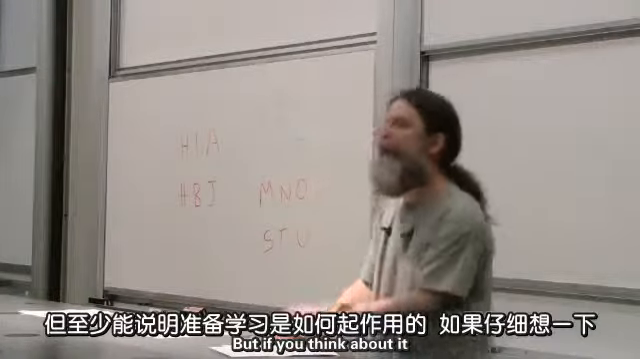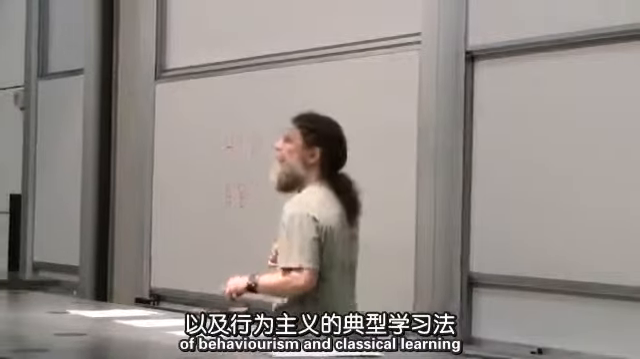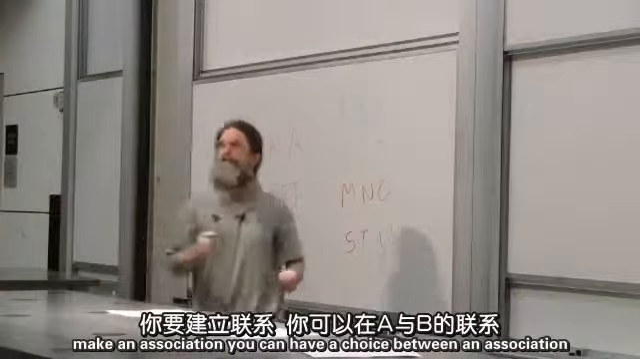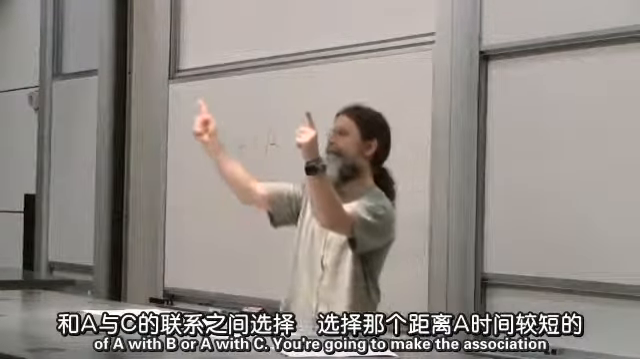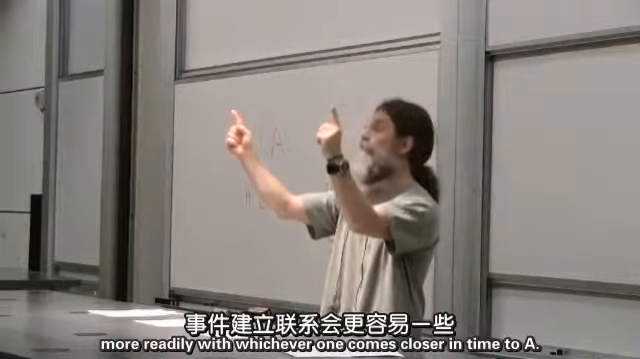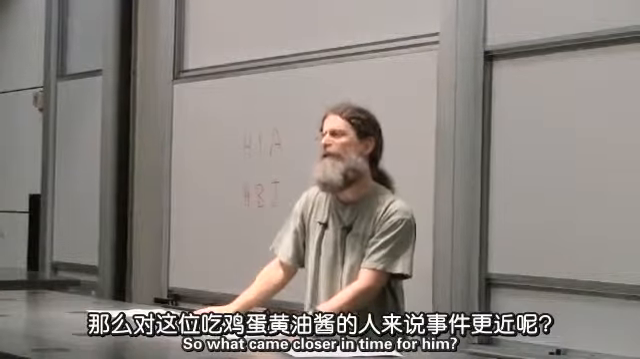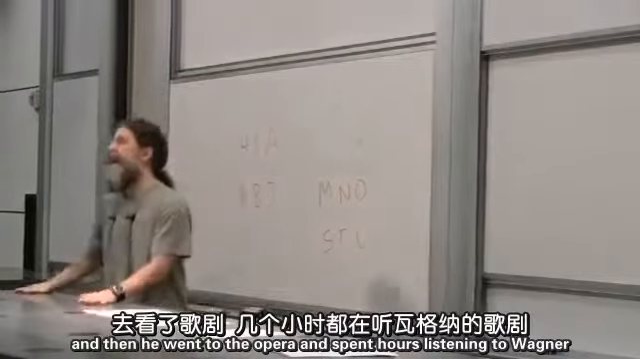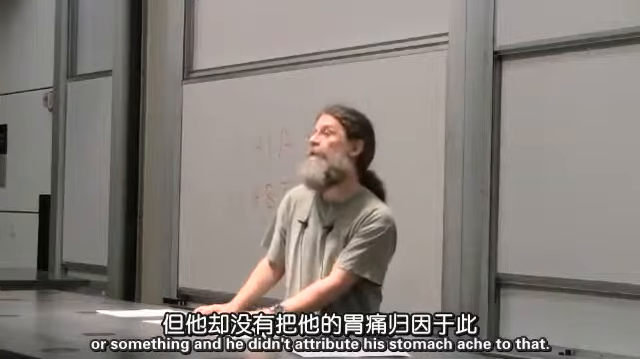But you think about it, and that's breaking all sorts of classical rules of behaviorism and classical learning, which is if you were going to make an association, you can have a choice between an association of A with B or A with C. You're going to make the association more readily with whichever one comes closer in time to A. So what came closer in time for him? The opera. He finished dinner, and then he went to the opera and spent hours listening to Wagner or something, and he didn't attribute his stomach ache to that.